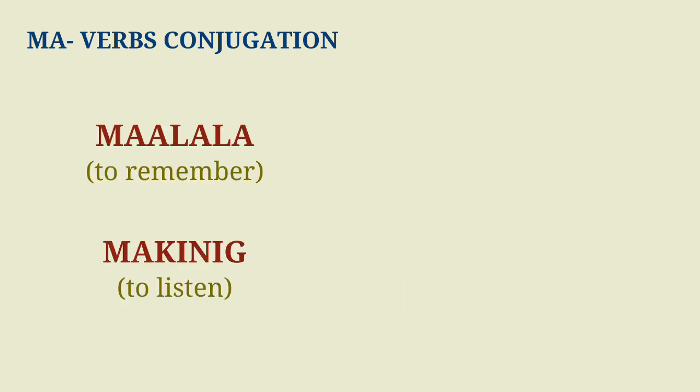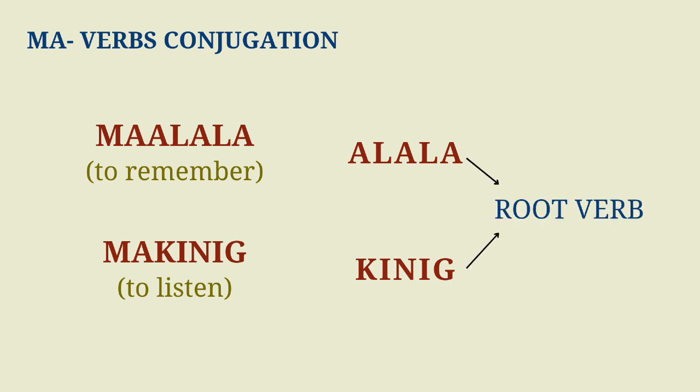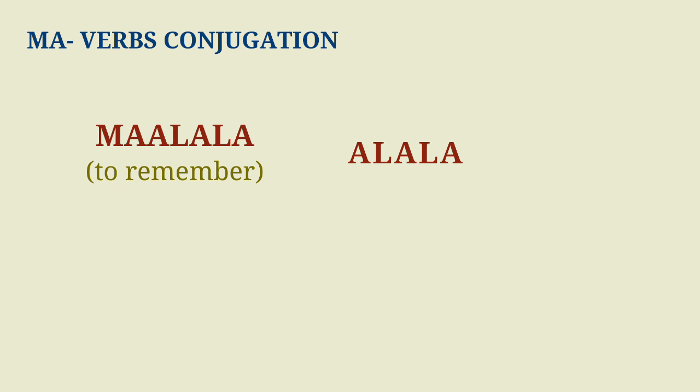Now, I have said this in the previous lesson. If you remove the prefix, which in this case is ma, what's left is what you call a root verb. For the first example, the root verb alaala begins with a vowel, while on the second example, the root verb is kinig, which begins with a consonant. Okay, let us begin with this one.